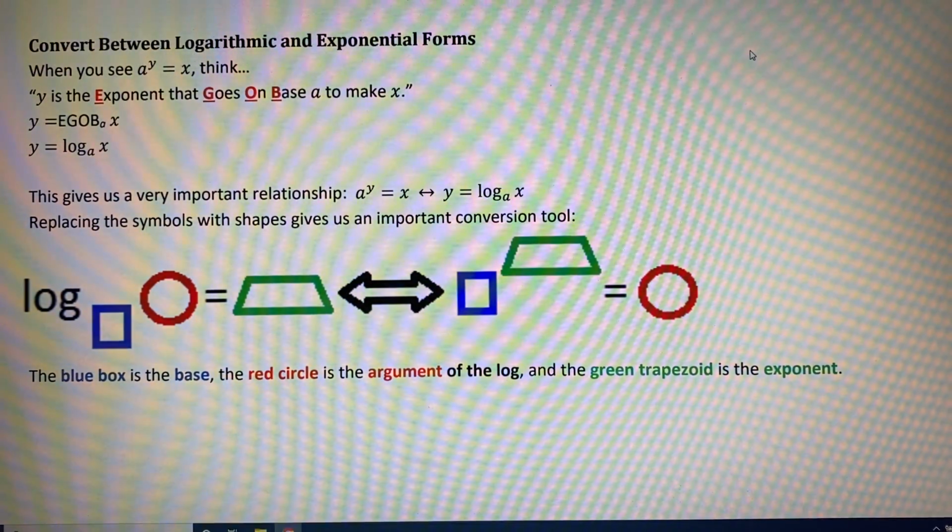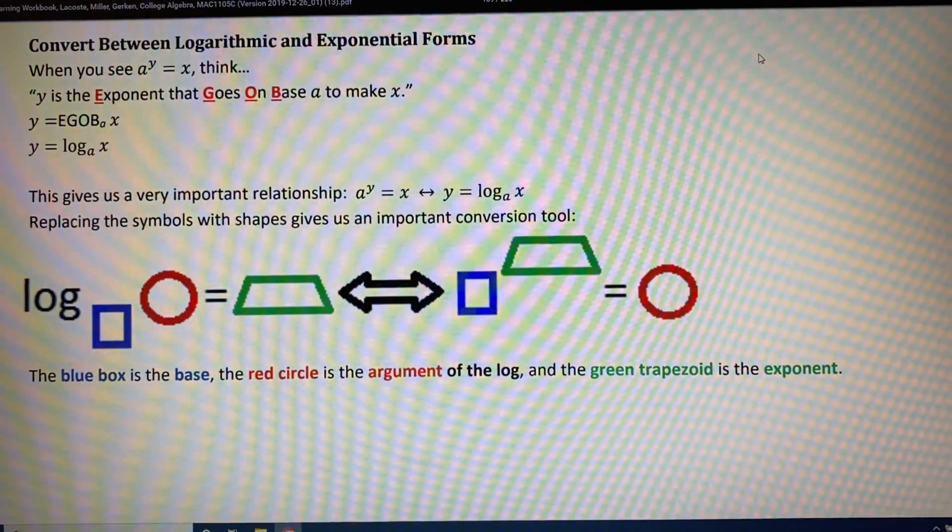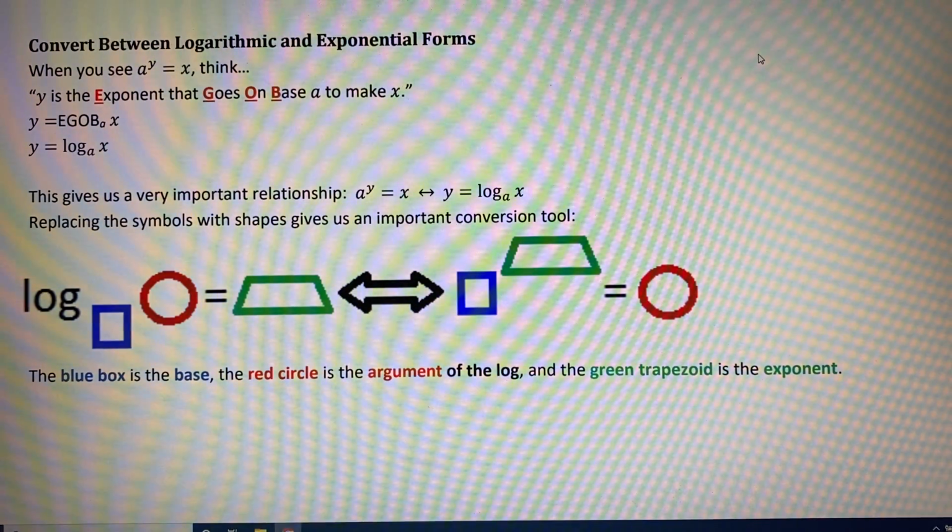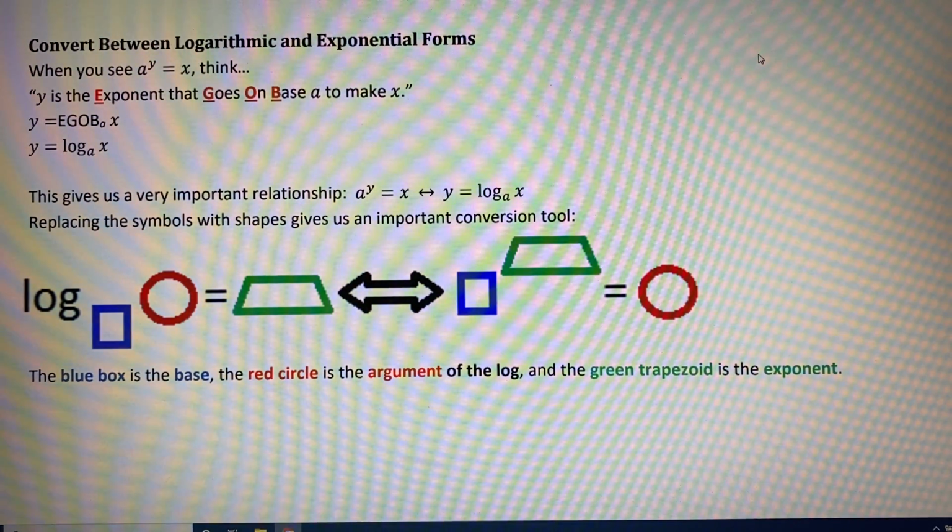Please open in your learning workbook to page 189 and read along as we learn together. Convert between logarithmic and exponential forms.